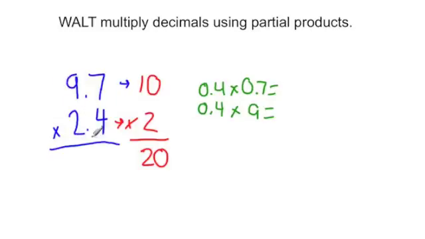Now I move over to the 2, which is in the ones place. And I multiply the 2 times this 7, which is in the tenths place. So it's 7/10. Now here I multiply the 2. My last one is 2 in the ones by 9 in the ones. So 2 times 9.